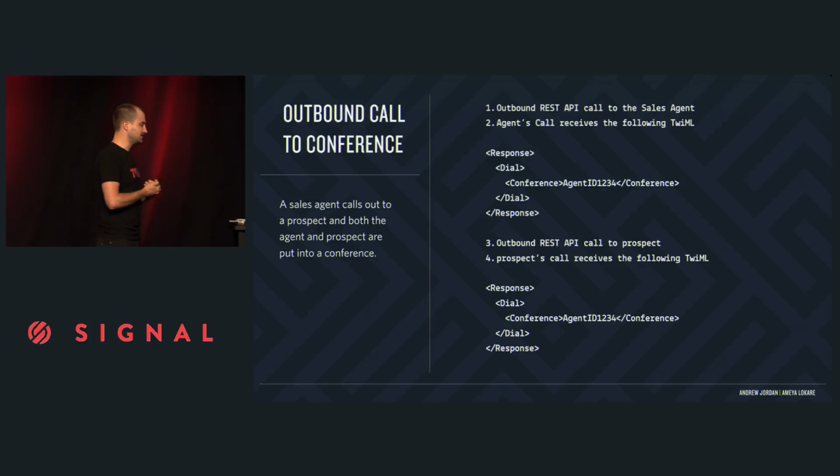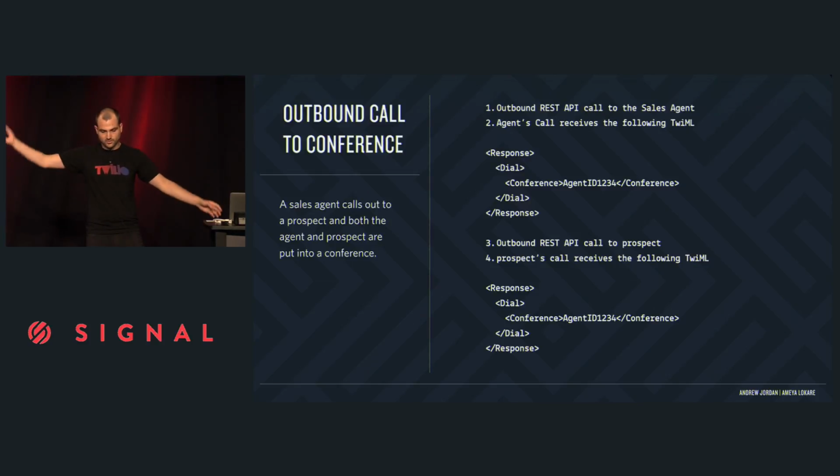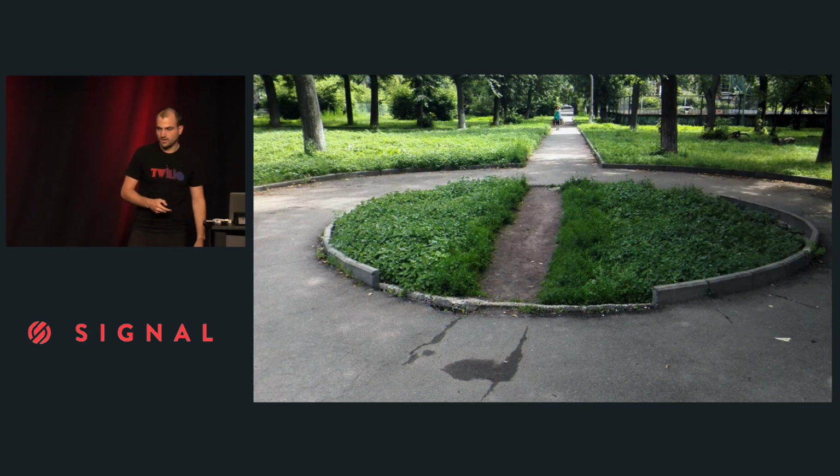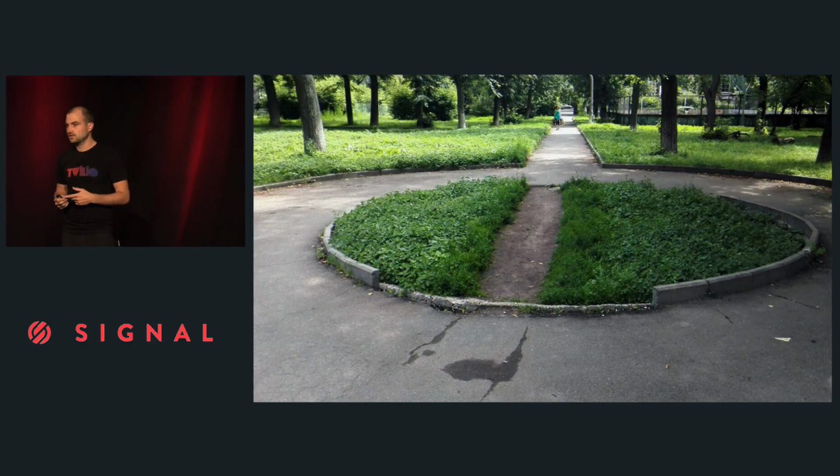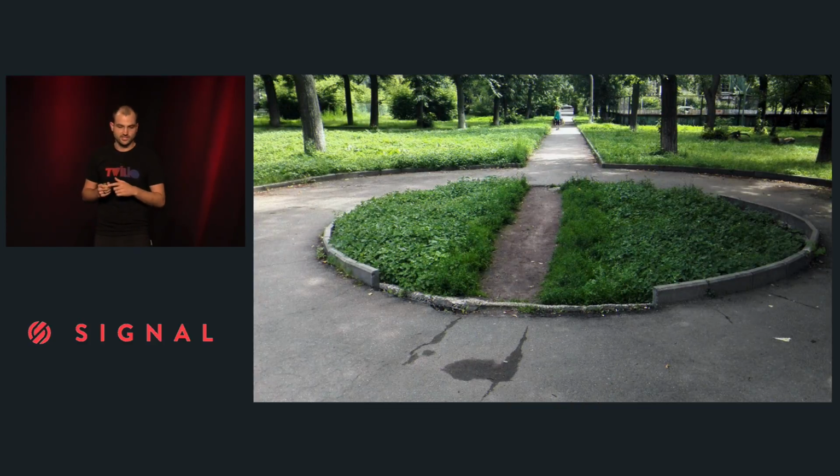So this sets the stage for the actions that we're going to talk about later. But just so you have a mental model, A, B, in a conference together, now we're going to do stuff to them. Before we get to that, we're going to talk a little bit about some of the APIs we've built and why we did it.